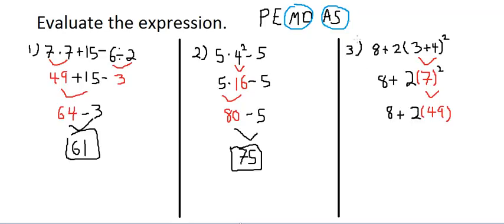Now finally, we're going to have addition and multiplication. Multiplication comes first, so we're going to do 2 times 49, which is going to give us 98. Alright, so now we have only one more step to do. Once we bring down our plus 8, we've got 8 plus 98, which is going to give us a final answer of 106. And that's how we do order of operations problems.